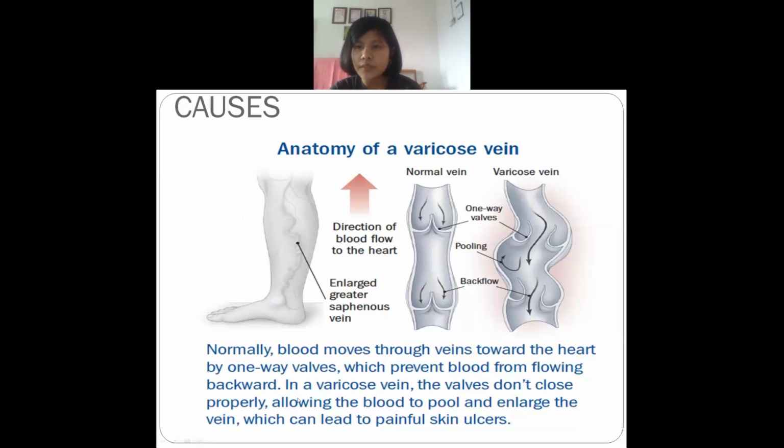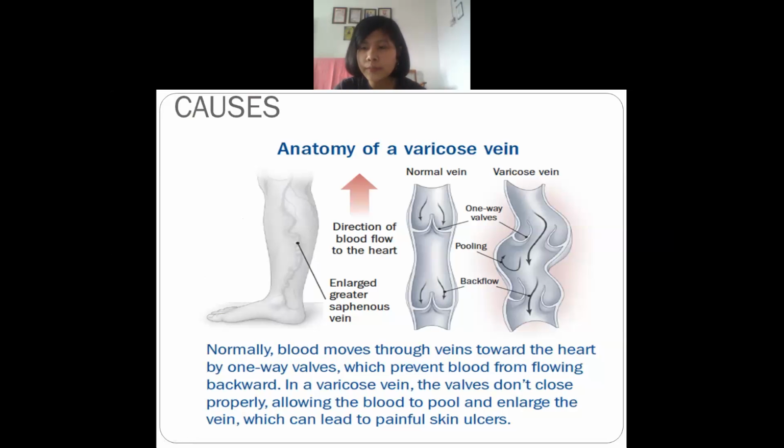Why does it occur, this varicose vein? Okay, let's see. Normally, this is the normal vein. What will you find? The blood will move through the veins in an upward direction, towards your heart, so that the circulatory system is in process. Understand? And these are the valves that you will find in the vein.